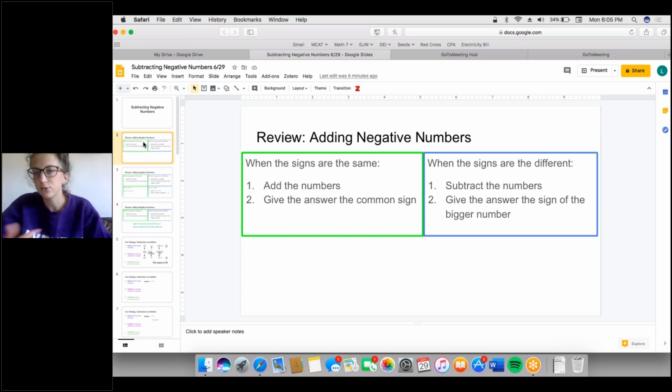The other thing we see is when the signs are different. When the signs are different, like one is positive and one is negative, we subtract the numbers, and then we give the answer the sign of the bigger number.